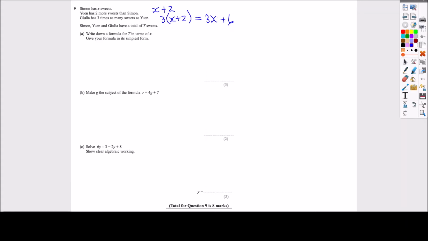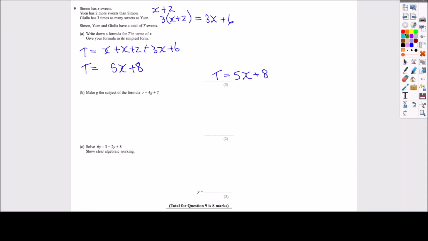Now they have a total of T sweets. So the total is Simon's sweets, which is x, plus Ewan's, which is x plus 2, plus Julia's, which is 3x plus 6. So simplifying that, we've got 1, 2, 3, 4, 5x plus 2 plus 6, which is 8. So T equals 5x plus 8 is the formula in its simplest form.